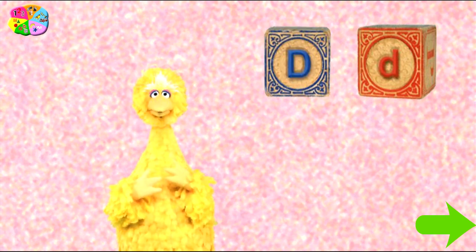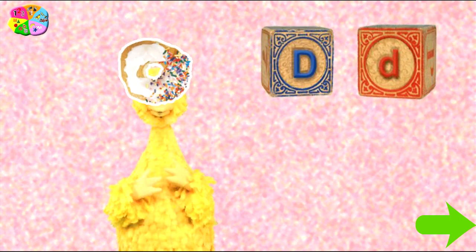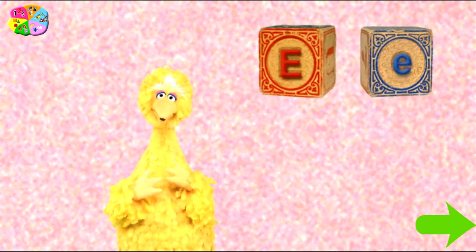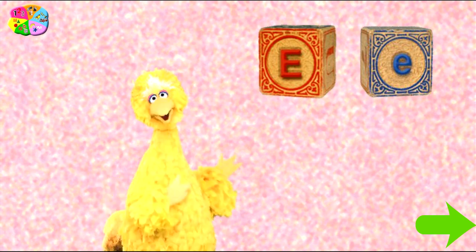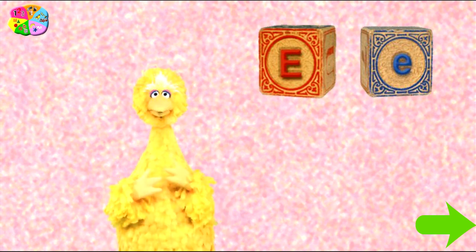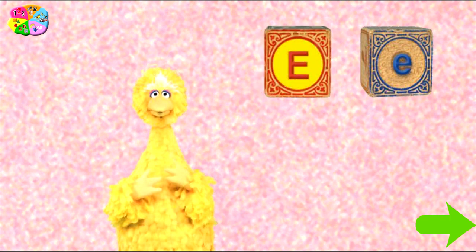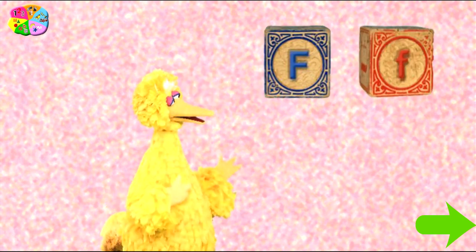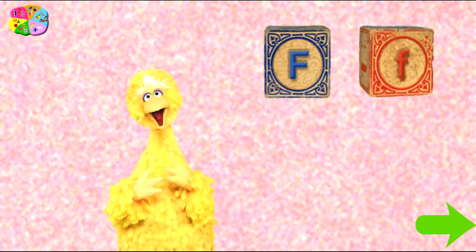D. Donut. Oh, this must be the next letter of the alphabet. It's wonderful. Move your star to it. E. Eggs. This is the next letter of the alphabet. Move your star to it.